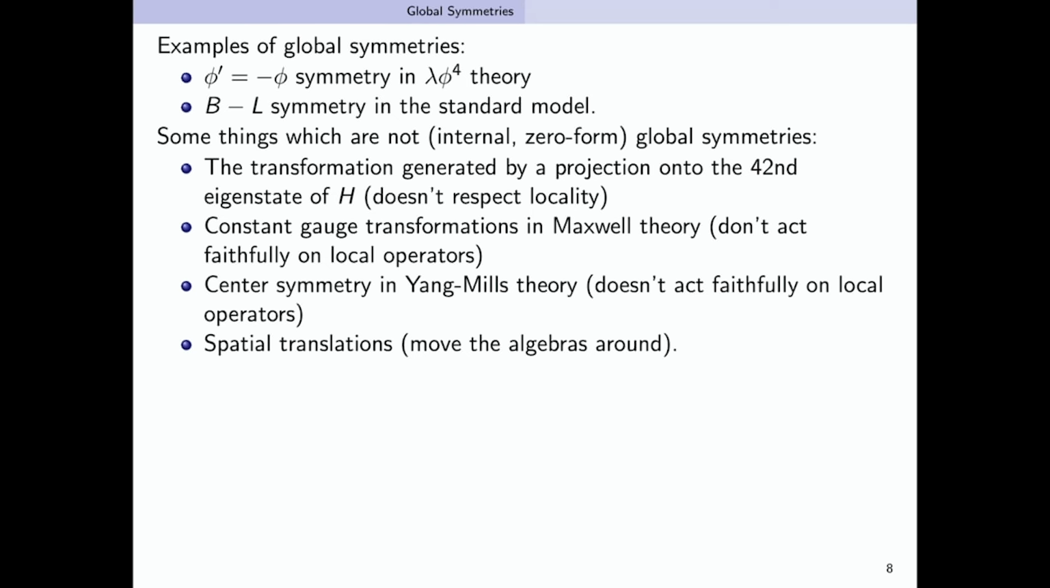I would say the bottom three here are different. The first one is just bad. It's like a discontinuous function. You just shouldn't talk about it. These three are all fine. They're just not internal, zero-form global symmetries. So you need some other set of rules to describe them, right? This is a global space-time symmetry. This is a one-form symmetry. This is what I'll call a long-range gauge symmetry. So they're all valid things. They're just not symmetries of the type we just discussed.